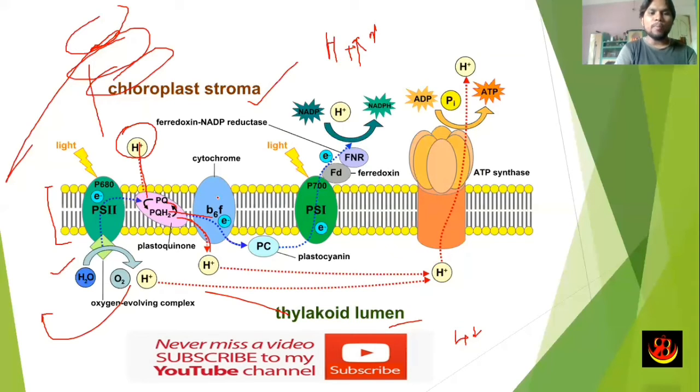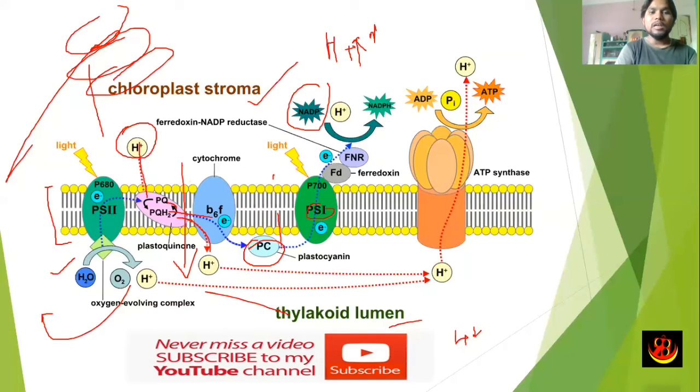Now this cytochrome will take the electron and pass it to the plastocyanin. From plastocyanin it goes to photosystem 1, and it is again excited and gives the electron to the ferredoxin, and it will take one electron, one proton, and NADP positive. With the help of FNR, it will produce NADPH. Now while passing the electrons, protons will pass from stroma to lumen.